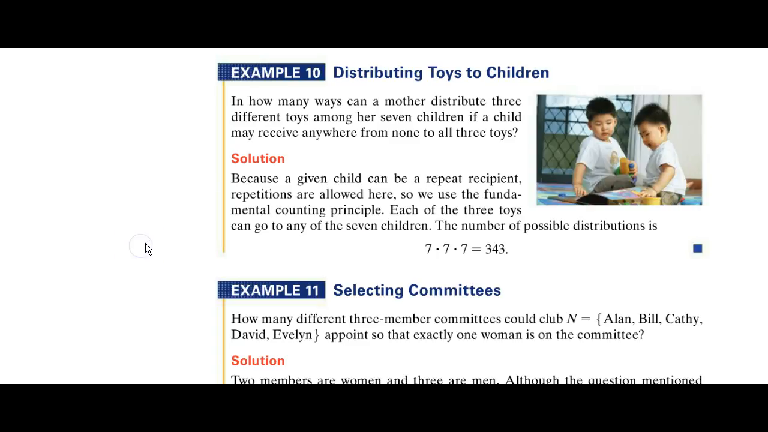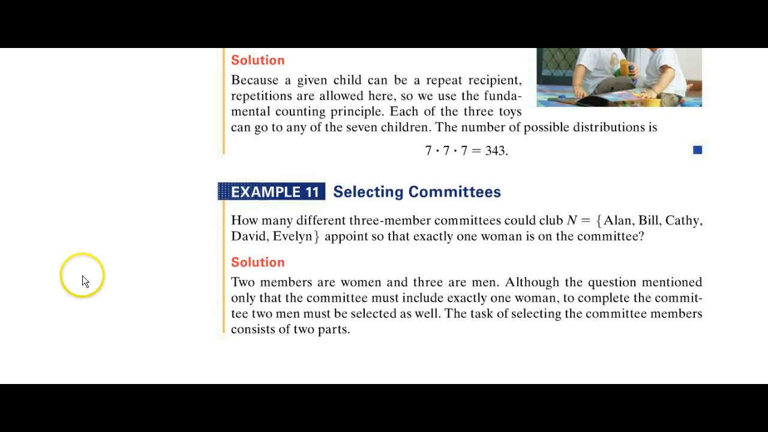All right, let's take a look at example 11. So in reading this, it says there are 2 members who are women and 3 who are men. Although the question mentions only that the committee must include exactly 1 woman, to complete the committee, 2 men must also be selected. So in a sense, this is a problem in 2 parts.